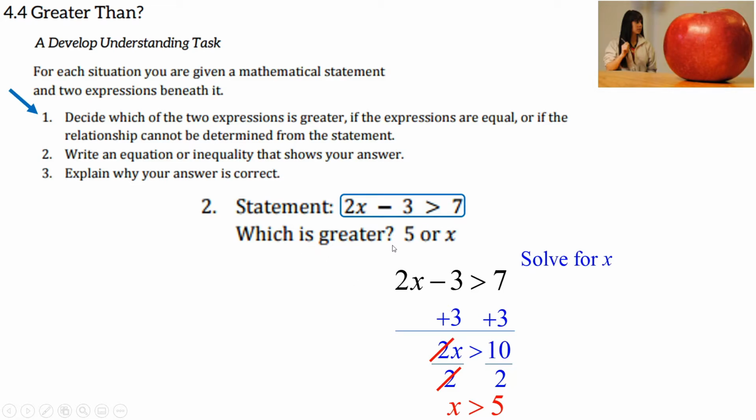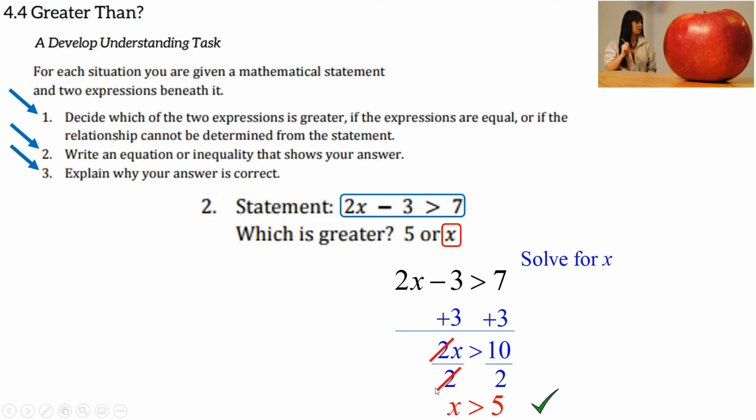So, hey, look at this. Which is greater, 5 or x? Well, we just said x is greater than 5. Answer is x. Okay? Write an equation or inequality that shows the answer. Hey, we have that already right here. Awesome.